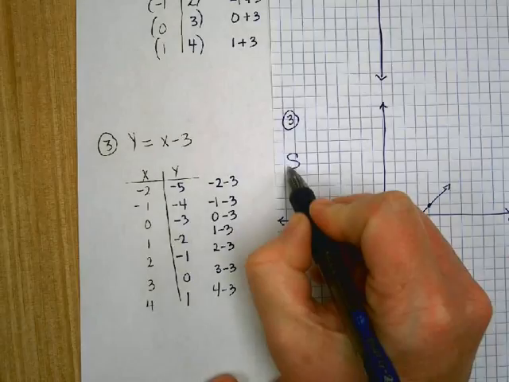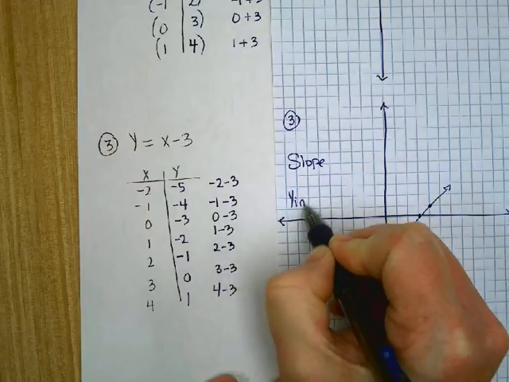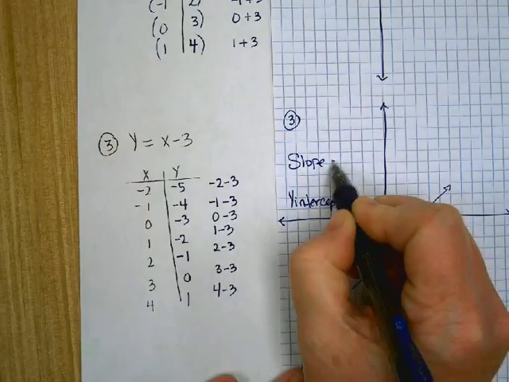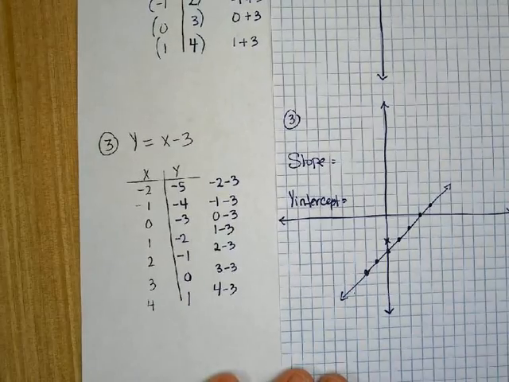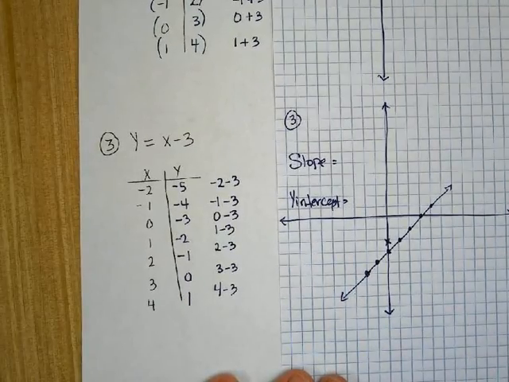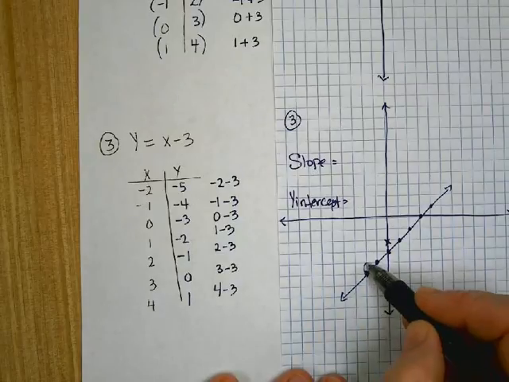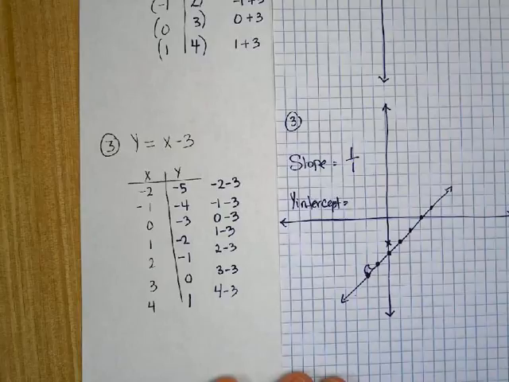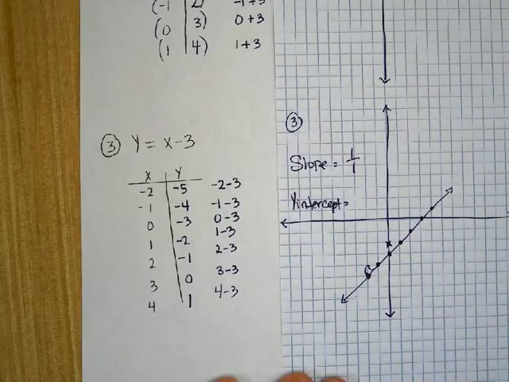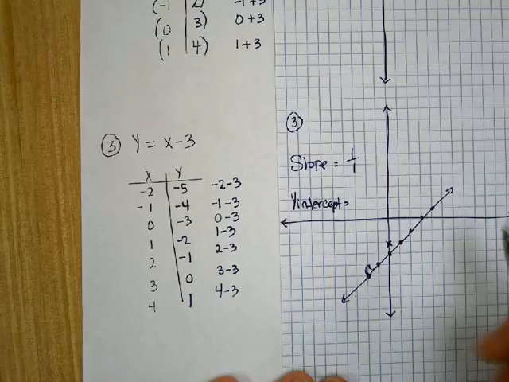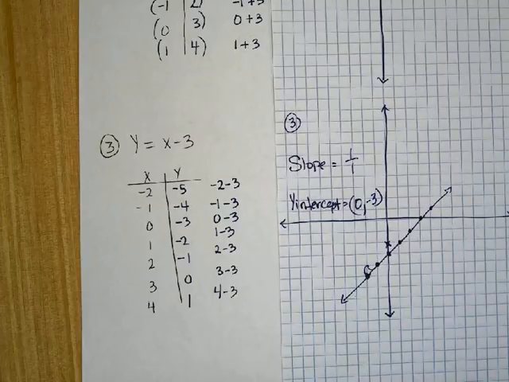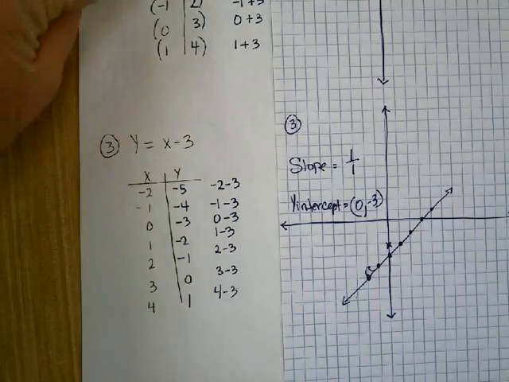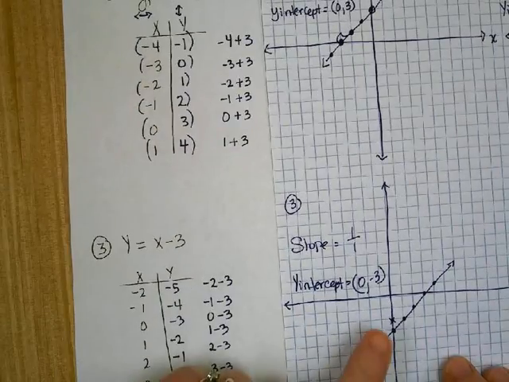I need you to tell me the slope and the y-intercept. What's the slope in this problem? The same thing as the first one. The same thing as 1. So it's 1 over 1. What is your y-intercept? 0, negative 3. Okay? Now, here's what I want you to do. I want you to graph this line on the same grid with 3.